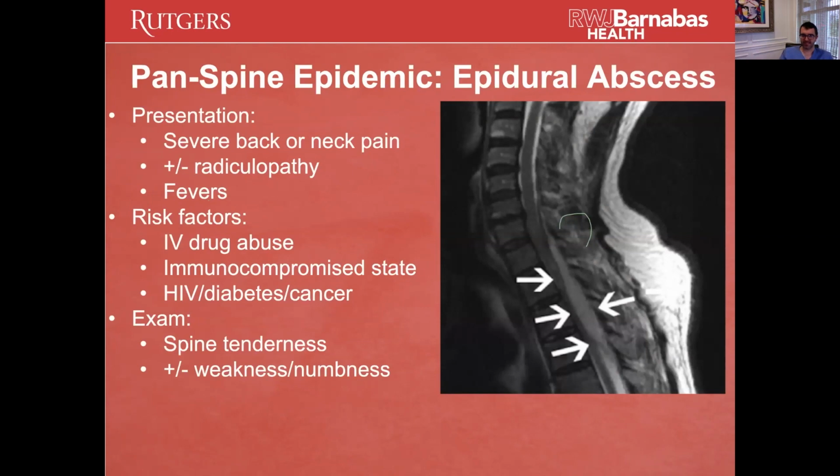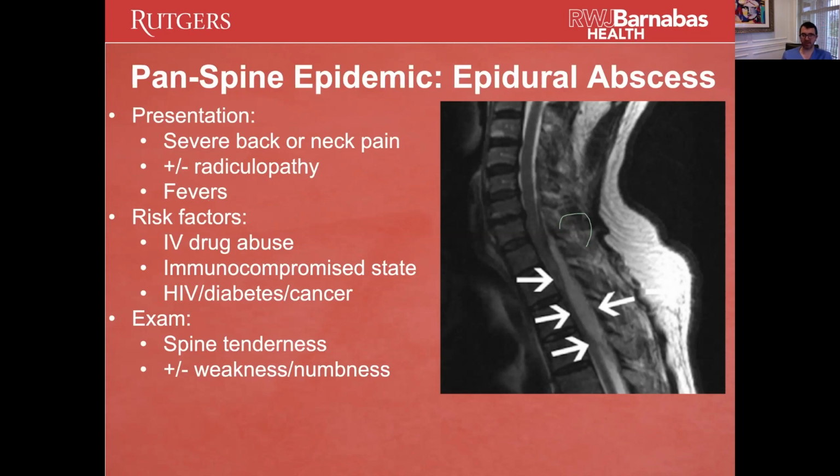Now, one last thing, it wouldn't be right if we went through a spine lecture that covered emergencies if we didn't get through this. This is becoming an epidemic. It's becoming progressively common. No matter what form of neurosurgery you go into, and no matter where your practice is, this is something you will see and you will be accountable for when you're on call. And that's an epidural abscess.